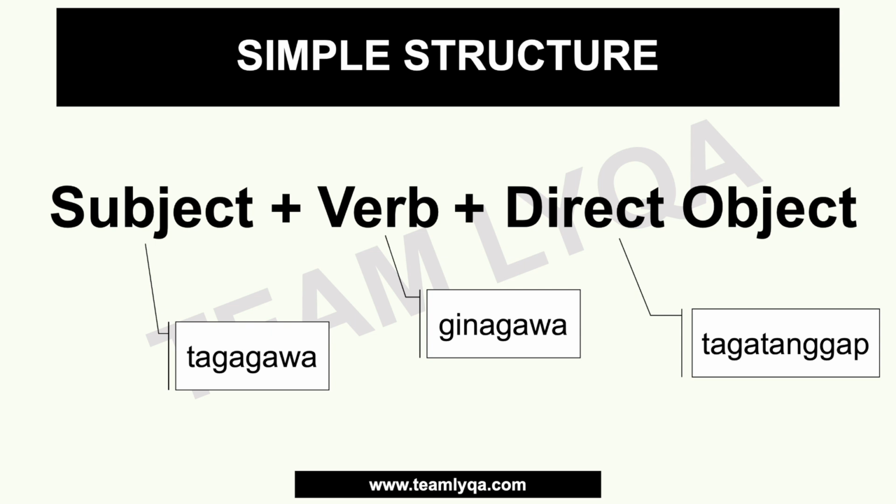So kung sasabihin natin na Hailey ate a cookie, Hailey will be the subject. Siya yung gumawa nung action or verb, which is yung pagkain. At ang tagatanggap nung action, yung kinain dun sa sentence ay yung cookie. Okay? Now, yan yung simple structure.